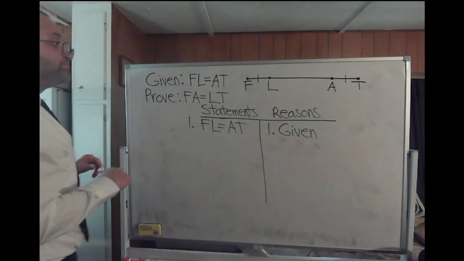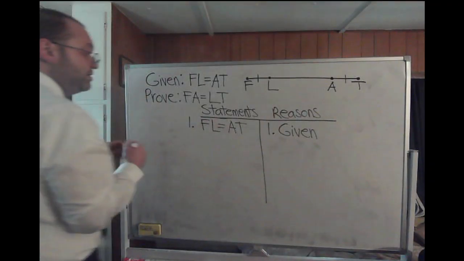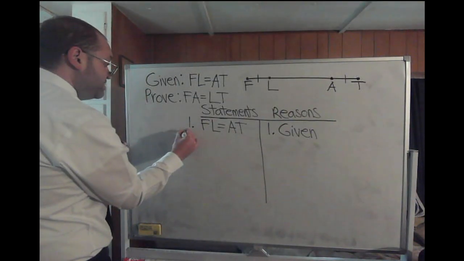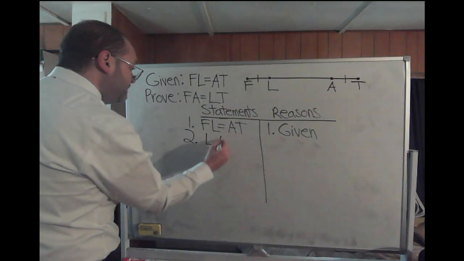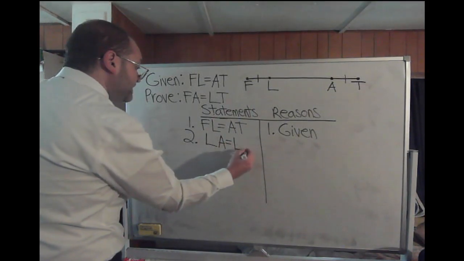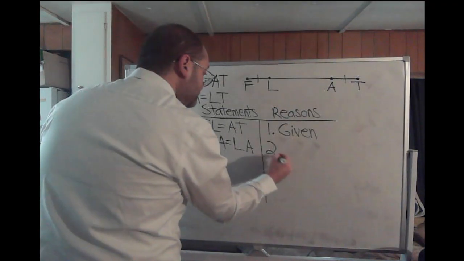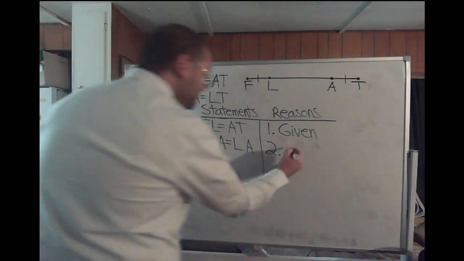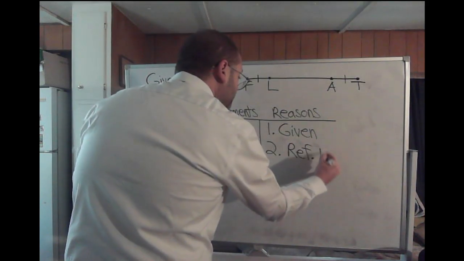But okay, we have FL equals AT, right? Now step 2, we're going to use LA equals LA. If LA equals LA, reason 2 is that's the reflexive property. And I would abbreviate it like I'm doing here.